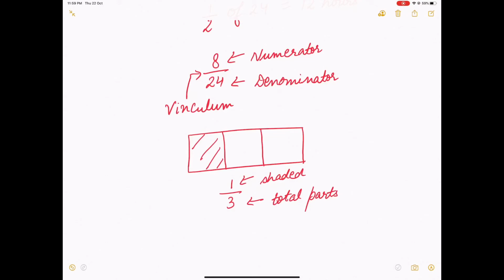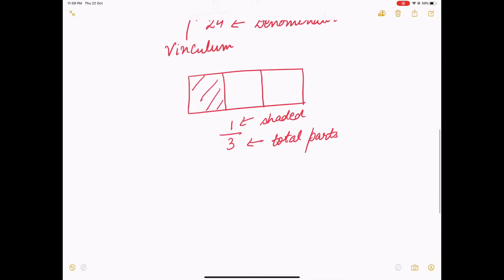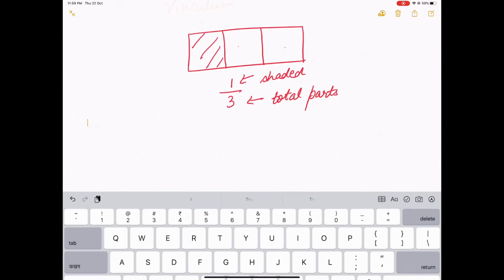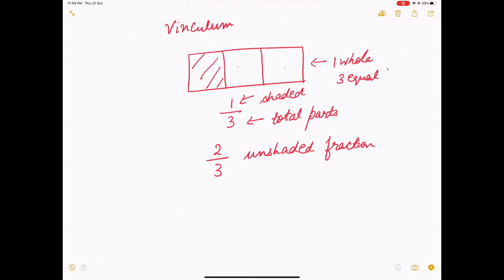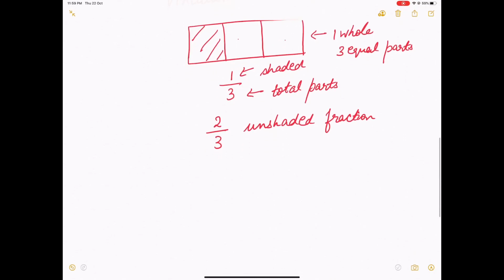But if I ask you, what is the fraction of the unshaded part? So now 2 blocks are unshaded. So 2 by 3 is my unshaded fraction, right? And this rectangle is one whole which is divided into 3 equal parts. A fraction is always written when we divide a whole into equal parts. That is the most important thing.